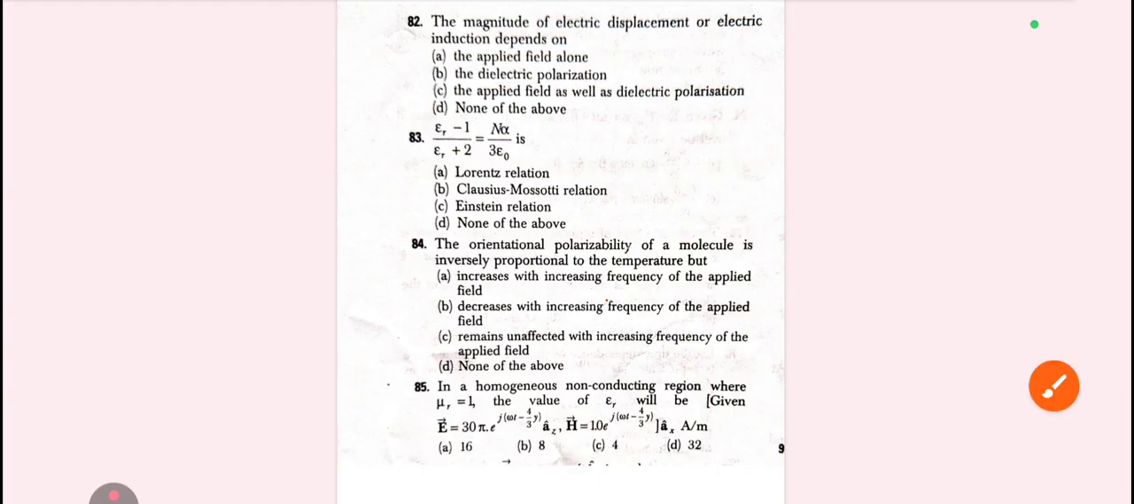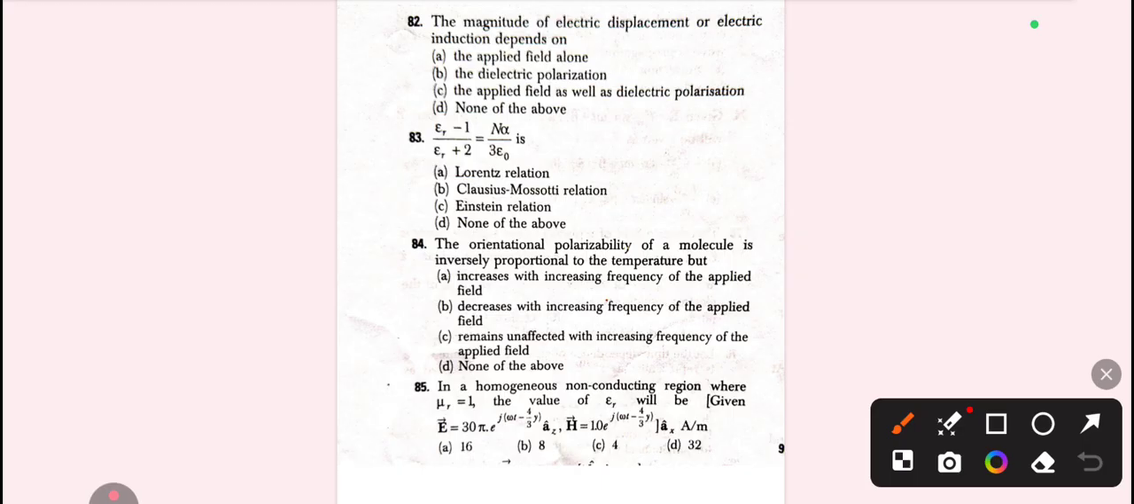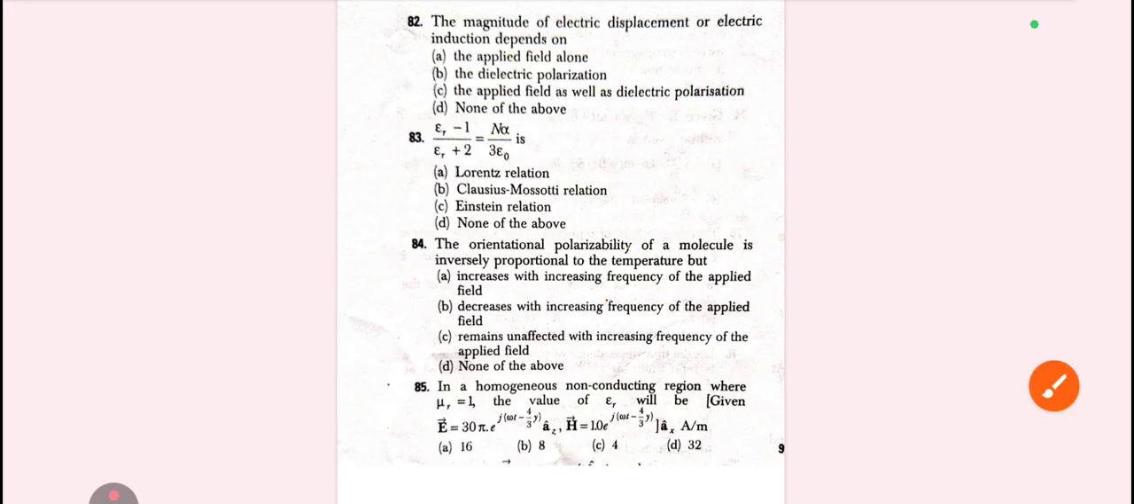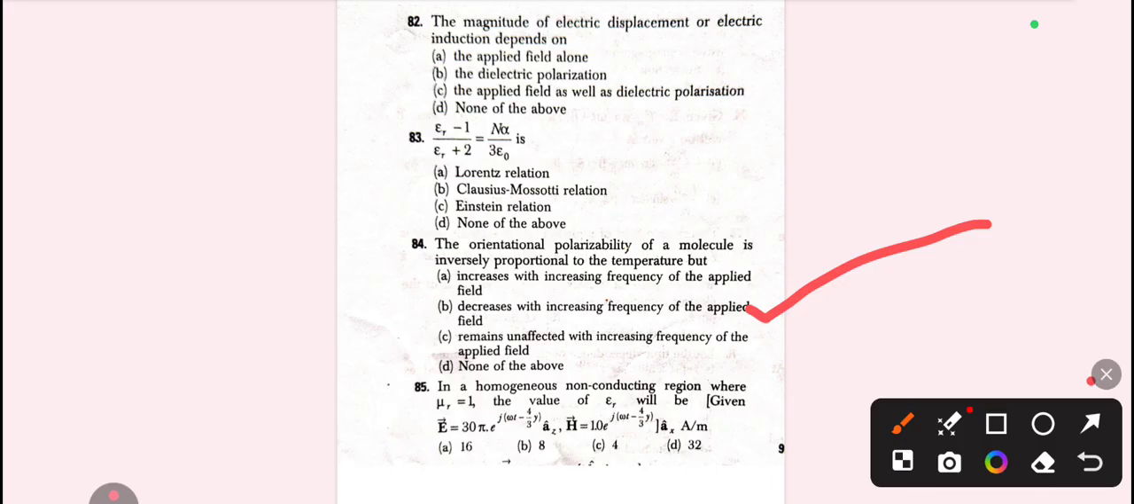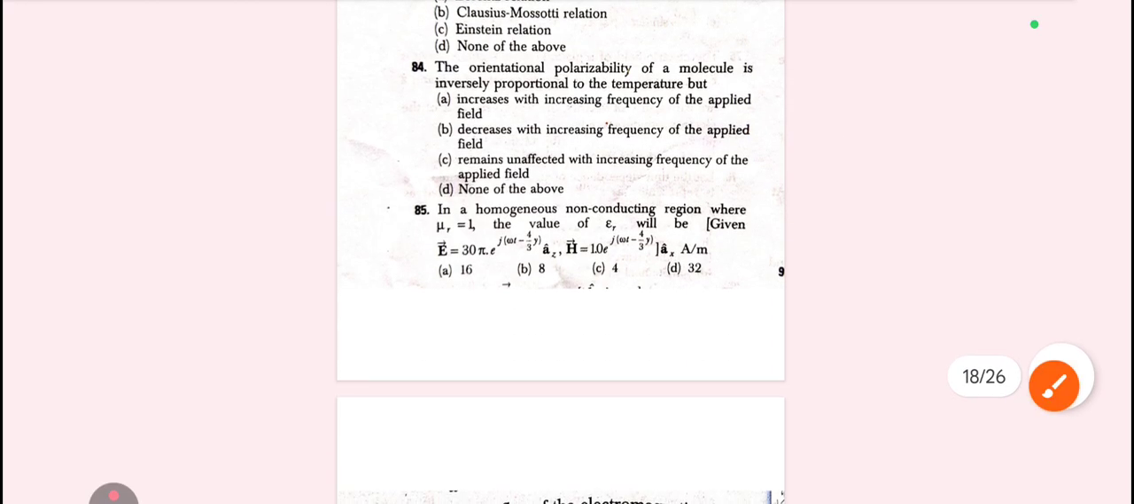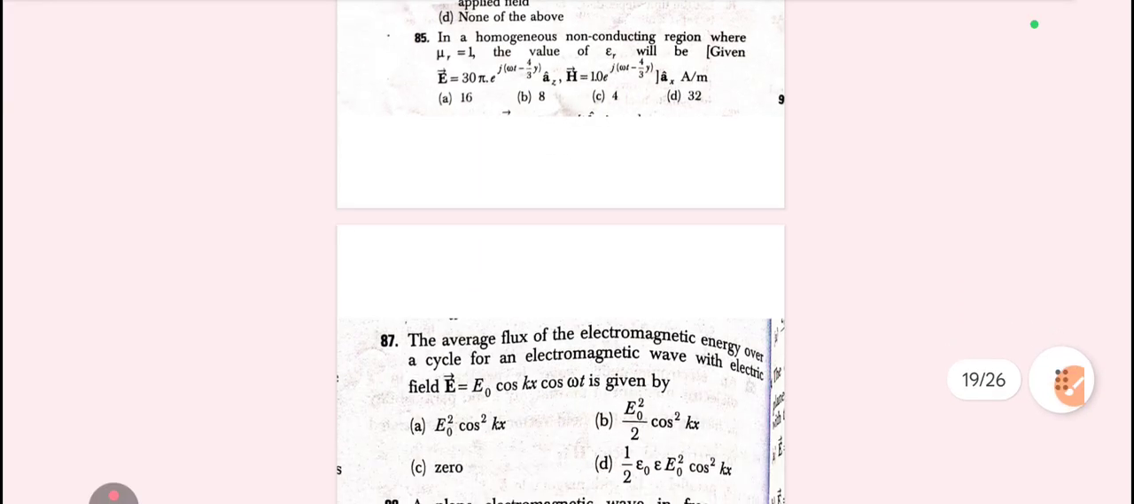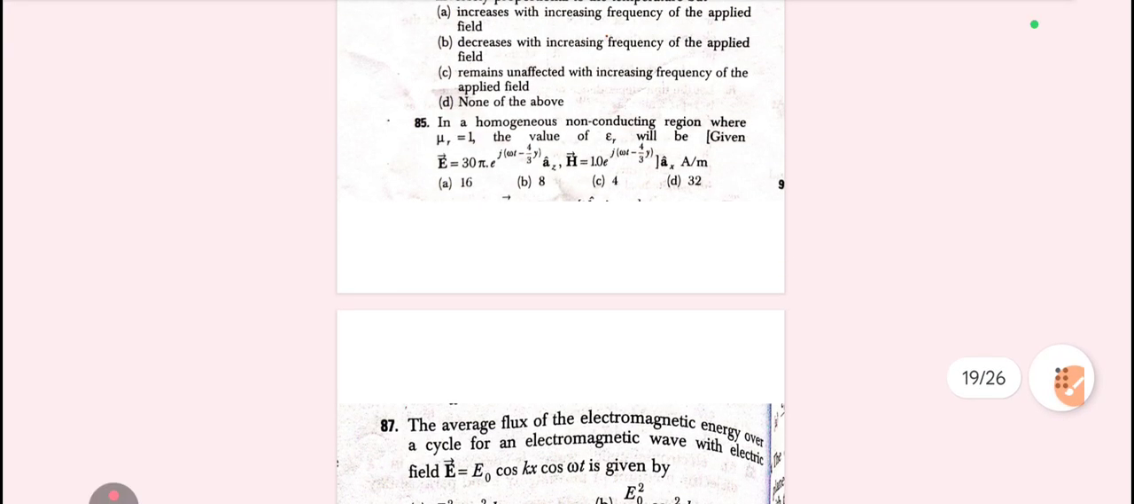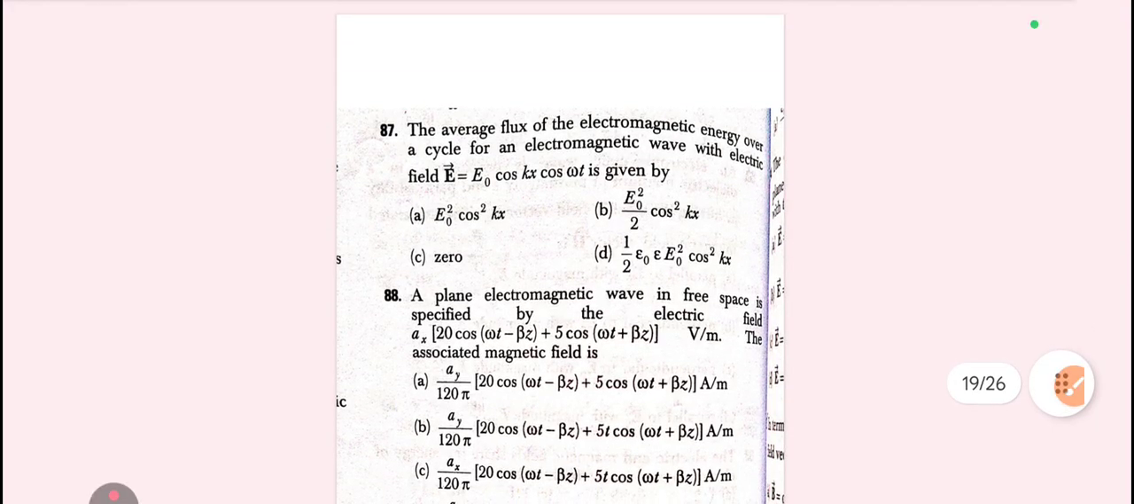This relation is directly to be remembered. This relation is known as the Clausius-Mossotti relation. Question number 84. The orientational polarizability of a molecule is inversely proportional to the temperature, but decreases with increasing frequency. Option number B is correct. Question number 85. I have no idea about it. Question number 86. Where is 86? I don't know. The average flux of the electromagnetic energy over a cycle for the electromagnetic wave.